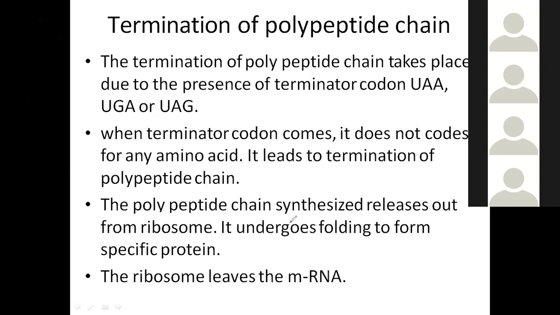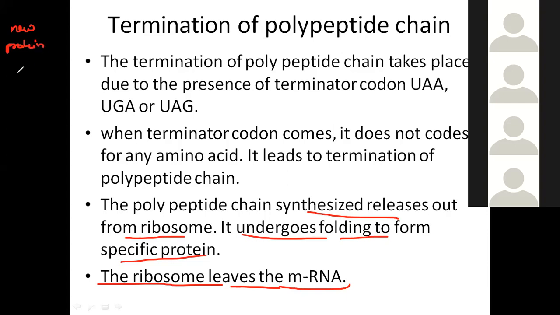The polypeptide chain is synthesized and released from the ribosome. It undergoes folding to form a specific protein, and the ribosome leaves the mRNA. When a new polypeptide, meaning a new protein, forms, this is not a mature protein. Like mRNA, I told you the initial mRNA is called HnRNA, heterogeneous RNA, because that mRNA undergoes post-transcriptional modification, like splicing, capping, tailing, and editing. Similarly, new proteins will form, and these proteins also undergo post-translational modification.